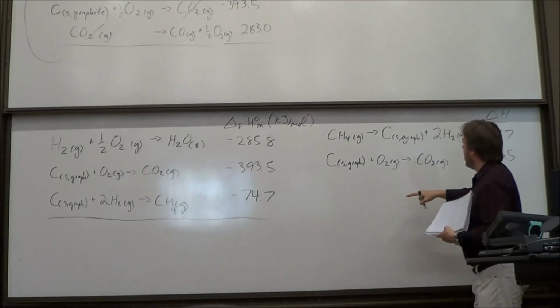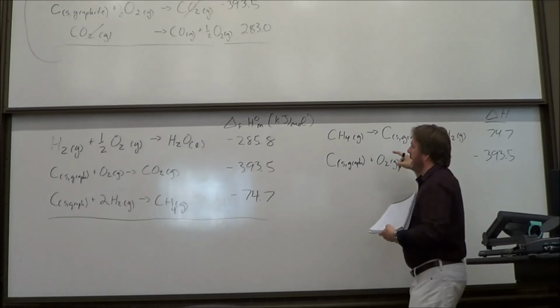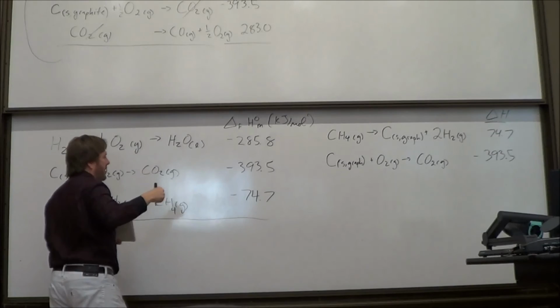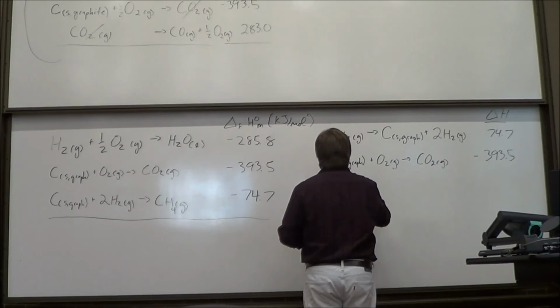I have it reacting with oxygen, making one CO2, which is correct, but right now it also is producing H2, so I need to get rid of that. It also needs to make water, which is missing, so I'm going to add this one in, and I need to add two times that guy to cancel that. I can go ahead and start canceling things.